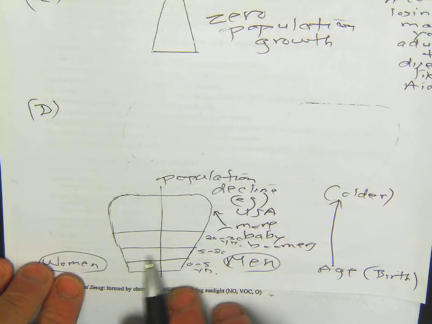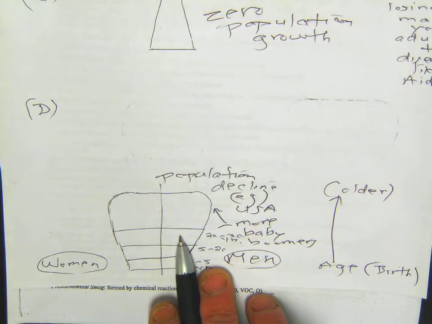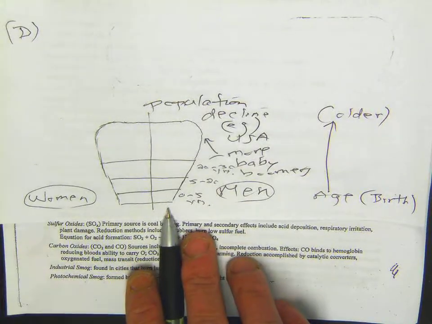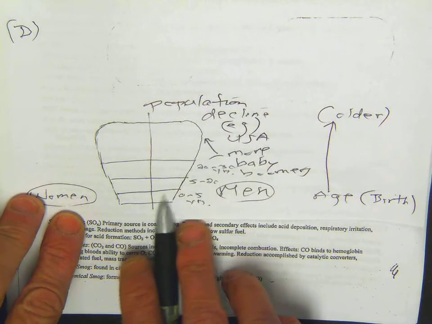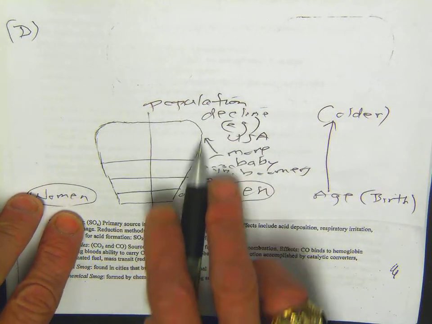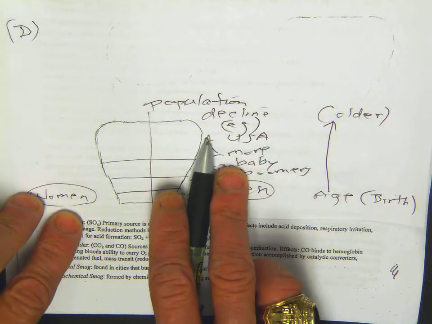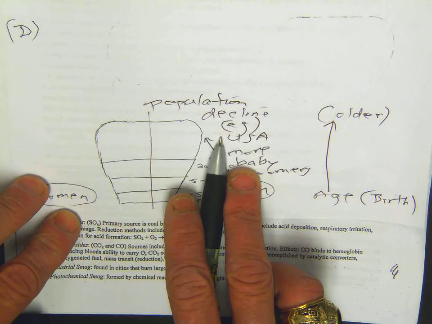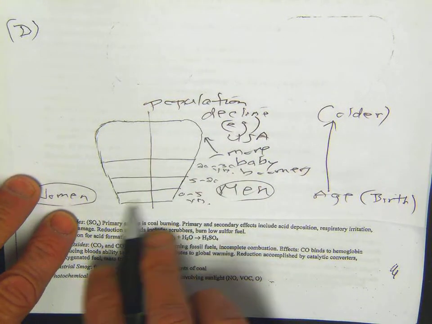This is a growth curve, all right, or an age structure diagram, I should say, that might look something like the United States. And I've got an example here. We don't have as many babies as we had in the baby boomer generation, people like me, born in that generation after World War II. So you've got fewer babies.